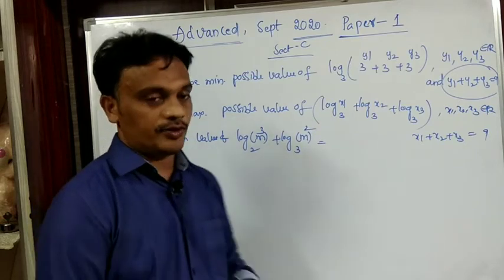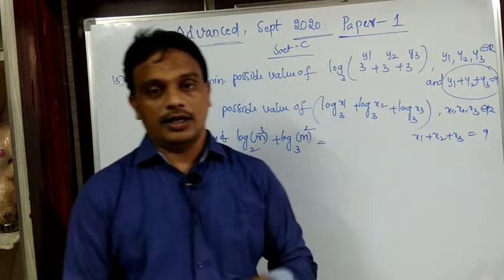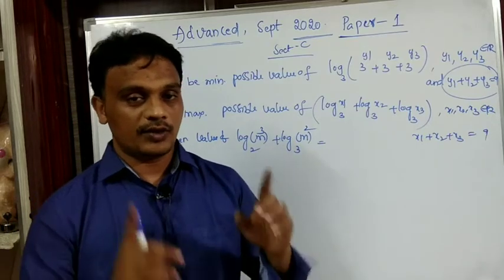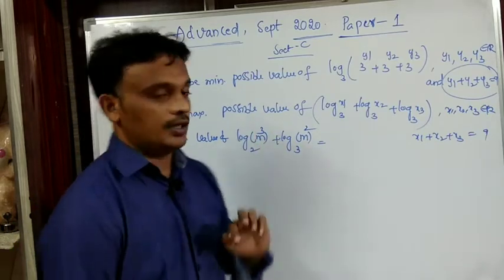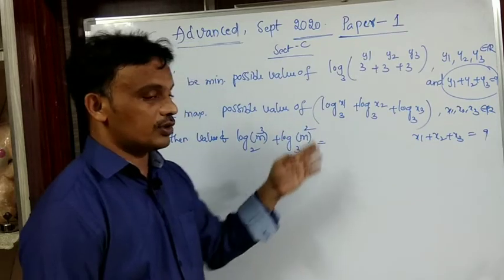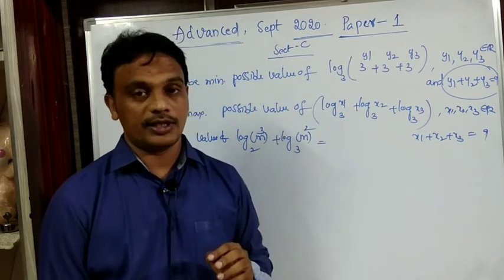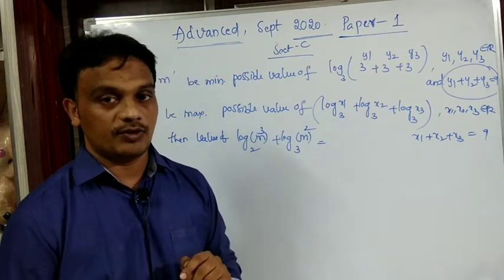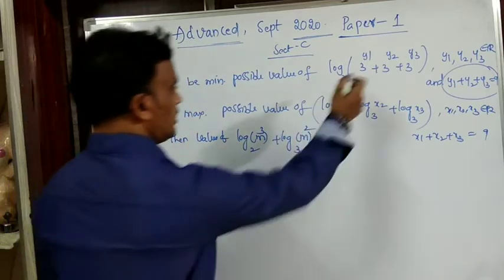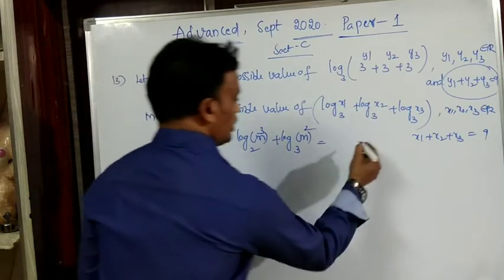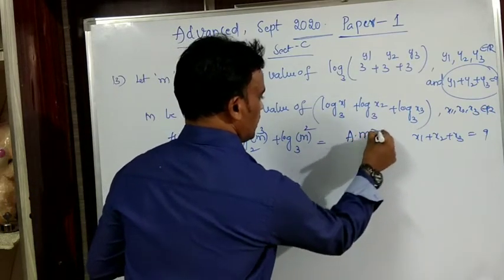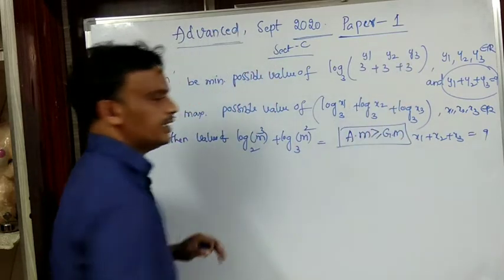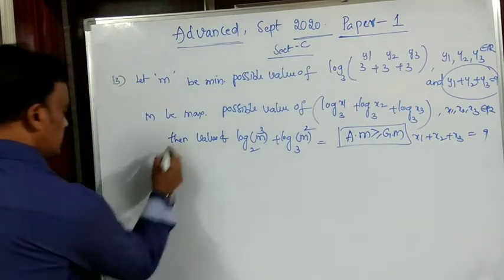Already in the previous video we discussed the Advanced 2020 strategy. I clearly mentioned that one of the questions we expect is from arithmetic mean greater than or equal to geometric mean inequalities. Here we got the inequality question. So let us take the three numbers.